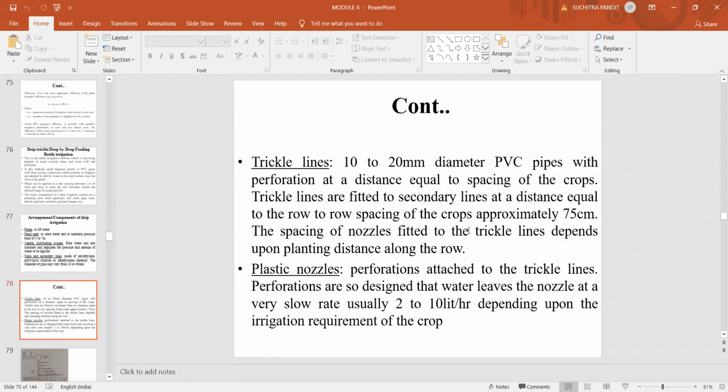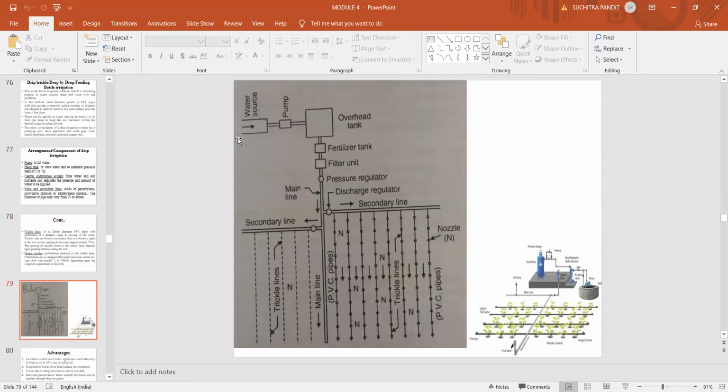Now you can see the figure of the drip irrigation system. Here you have the source of water, and water is pumped from the source and collected in the overhead tank, because it entirely works under pressure, that is, the water in the tank should be about 5 to 7 meters. From the overhead tank you have a fertilizer tank, and from the fertilizer tank you have the filter unit. Whatever dirt is there is taken out at this point, and you have a pressure regulator because it works under a very low pressure. And this is the main pipeline.